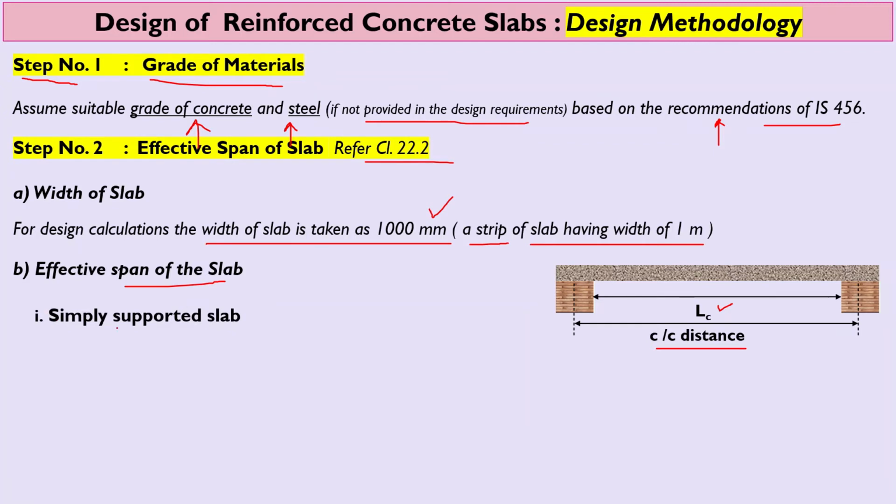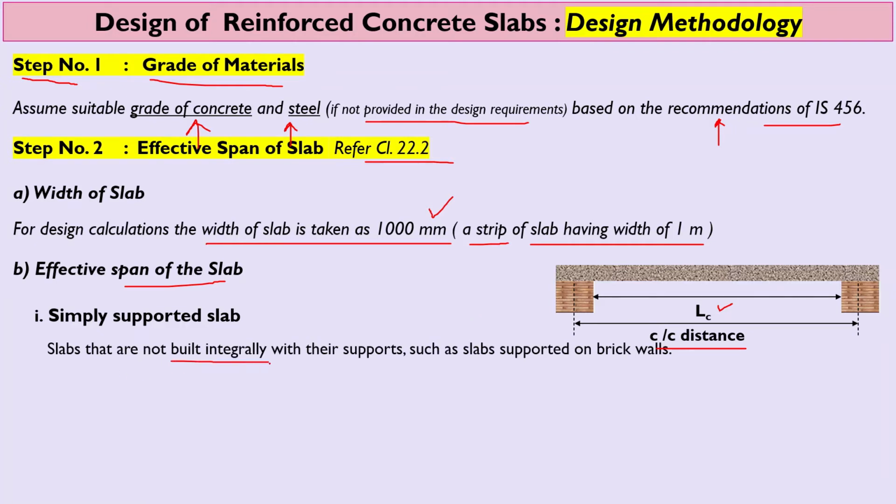Now if it is a simply supported slab, as you can see in this diagram, then slabs that are not built integrally with the support. That's why we are saying that it is a simply supported slab. So such type of slabs are generally supported on brick walls. So the very first condition is effective span length is equal to LC plus D. LC you can see here, it is the clear distance or clear span length between the face of the two supports. And D will be the effective depth or thickness of the slab which we are going to design.